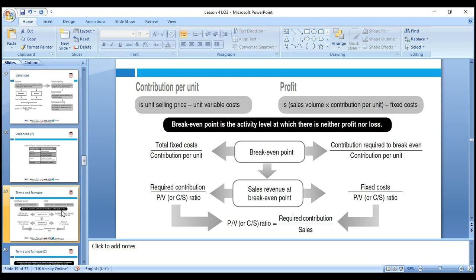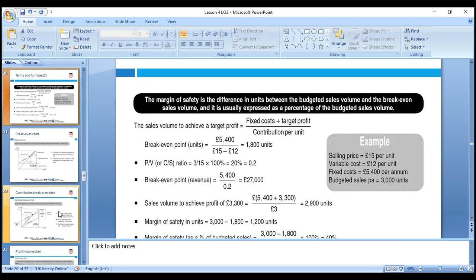So next we look at the required contribution. If we want a required contribution of, say, £2 per unit, then fixed costs divided by the contribution ratio gives us the required sales, and required contribution divided by the contribution ratio gives the sales. These are the formulas we can use to calculate different things under break even.